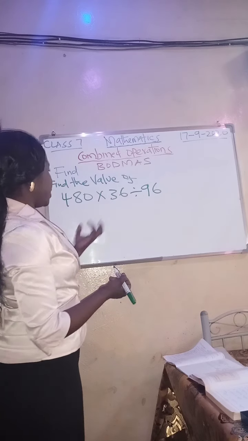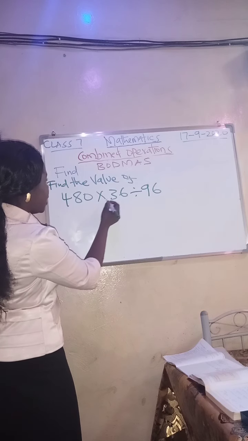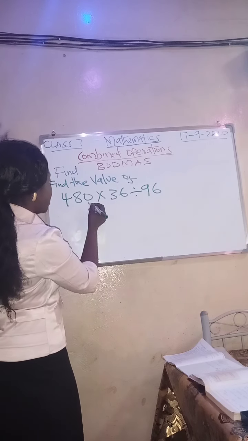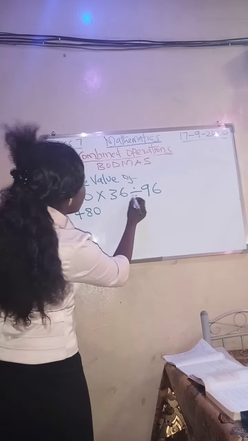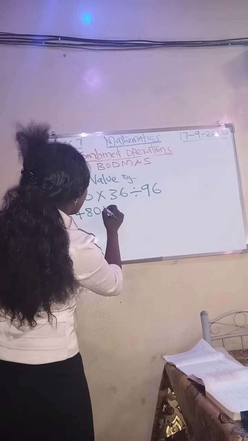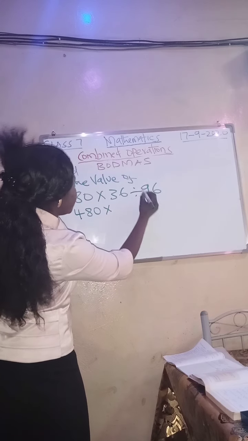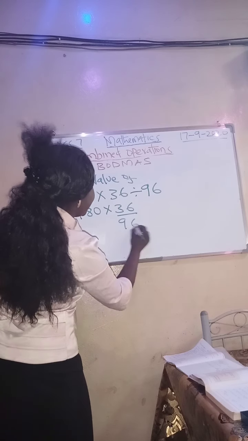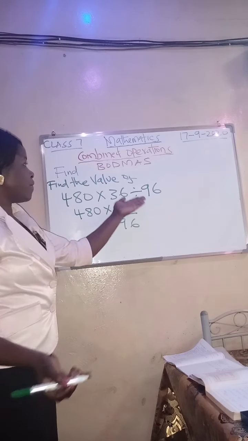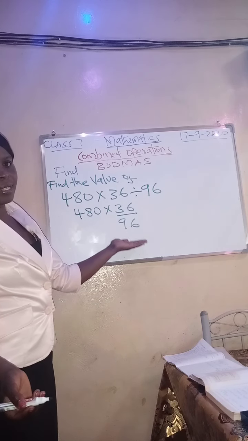So which is our order here? We are supposed to divide first, then multiply. So what are we going to do? We put our 480. Then we are going to multiply by 36 divided by 96. That's how we write it. 36 divided by 96 is 36 over 96, okay?